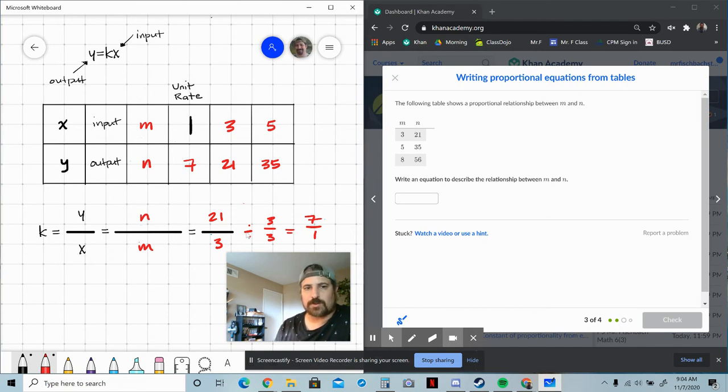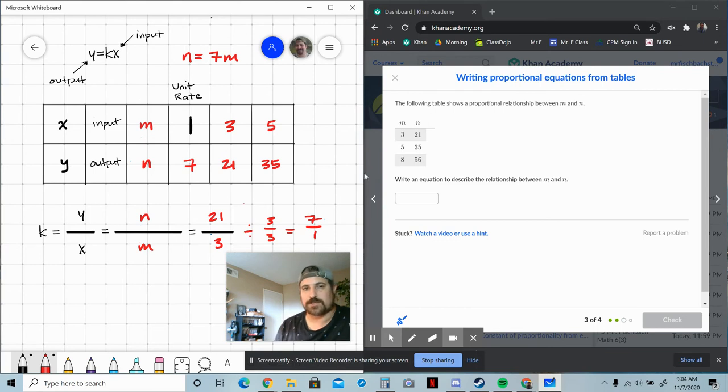So the equation for this would be y equals, or it's not y equals, is it? It's the output, which in this case is N, is equal to the ratio of output to input, which is in this case 7, the unit rate, times the input, which is M. So it's output equals a constant, output over input, times the input. Okay, and that's kind of what you're going to get. So this is the equation you would put here to get the correct answer.